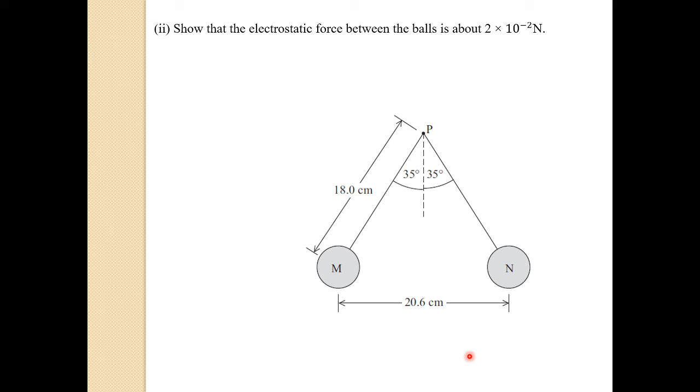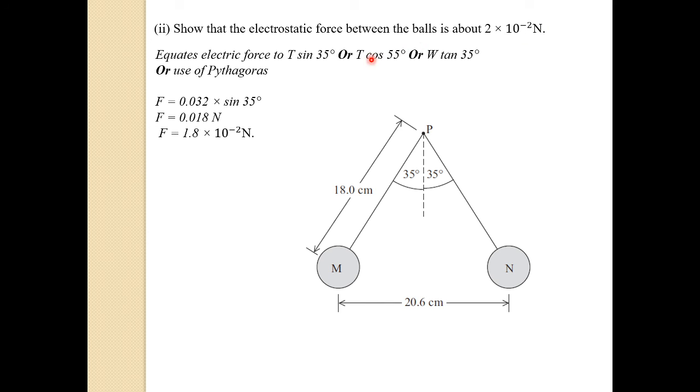Part 2: show that the electrostatic force between the balls is about 2 × 10^-2 newton. Earlier we equated the tension of the thread with the weight, so we resolved the tension vertically. Now what we are going to do is resolve the tension horizontally and equate it with the electrostatic force.